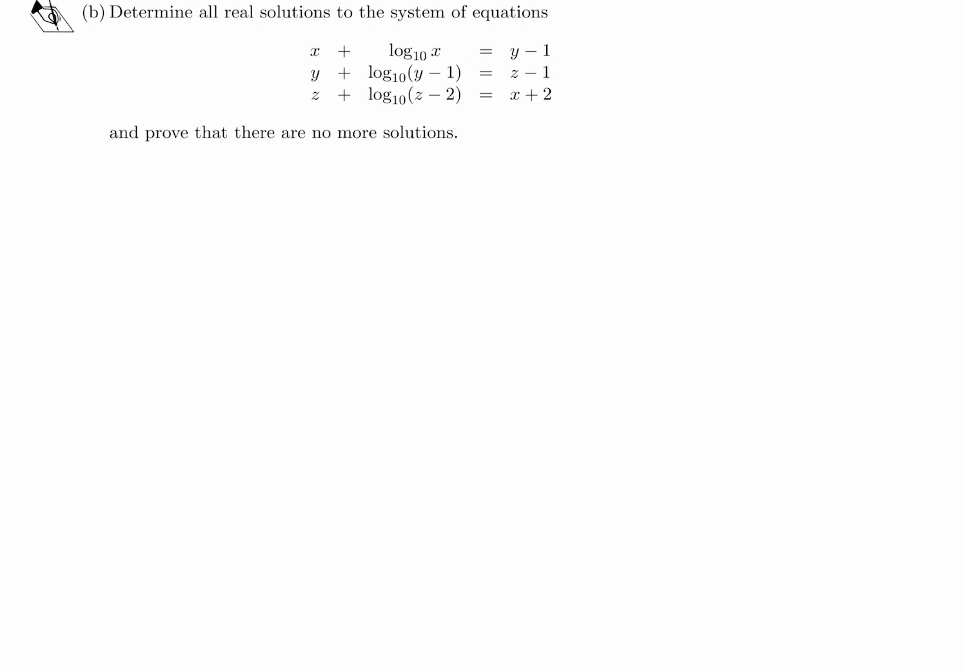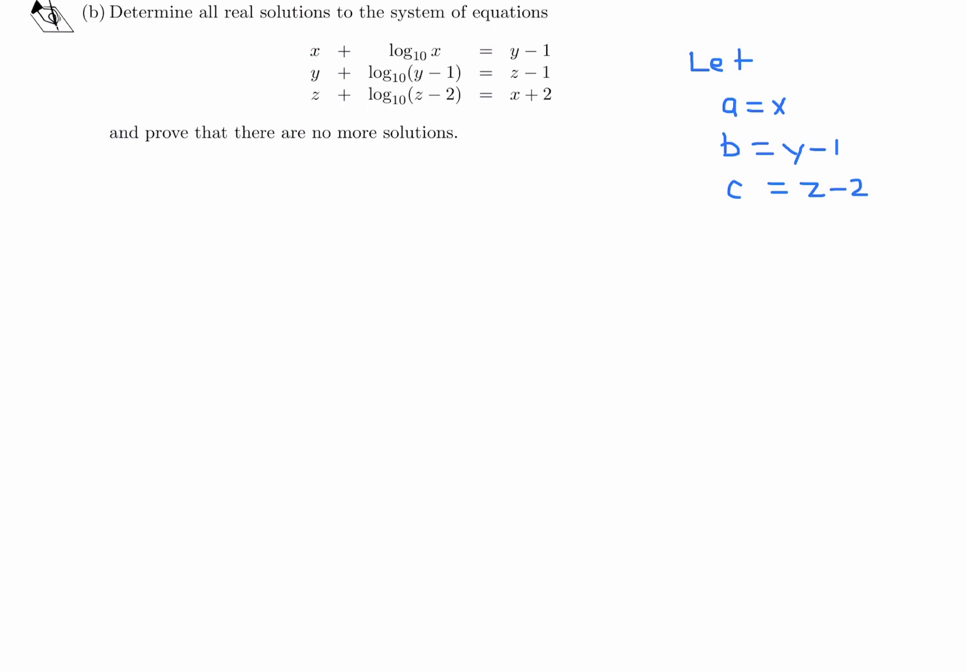Determine all real solutions to the system of equations x plus log x is y minus 1, y plus the log of y minus 1 is z minus 1, and z plus the log of z minus 2 is equal to x plus 2, and prove that there are no more solutions. So the approach to this question involves the following. We try to make this as simple as possible. And you do that with some substitutions. The first is you let a is equal to x, and then b equal to this y minus 1, and c equal to z minus 2, like that.